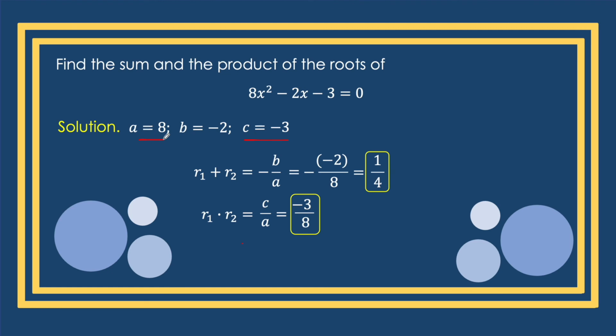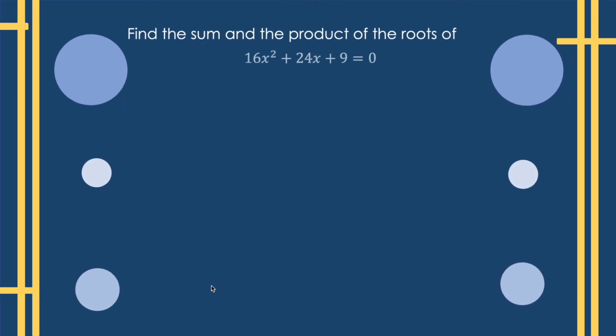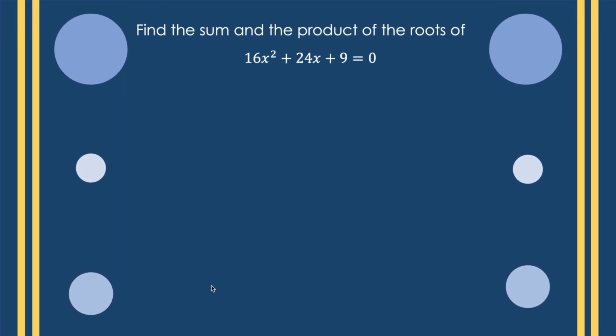As a summary, the sum of the roots of the given quadratic equation 8x squared minus 2x minus 3 equals 0 is 1/4, and the product of the roots is negative 3 over 8. Now let us proceed to our last example. Find the sum and the product of the roots of 16x squared plus 24x plus 9 equals 0.